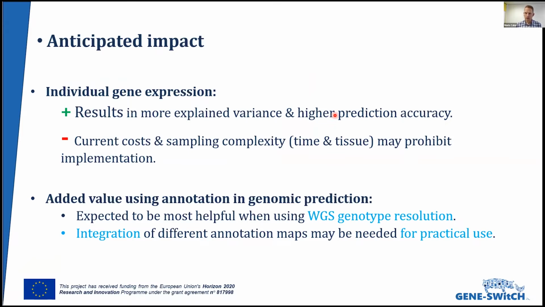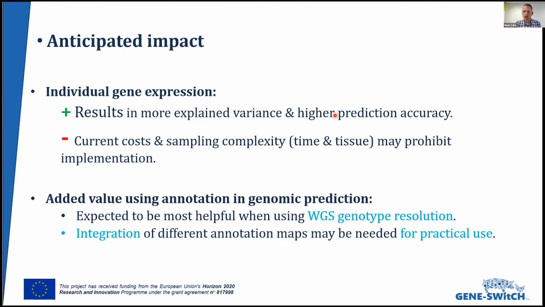On the other hand, we think that current costs, but also the sampling complexity, so when are you going to measure, take the samples and from which tissues to standardize all that, may prohibit implementation at this moment in time, but perhaps somewhere in the near future, costs at least will be quite a bit lower, and then perhaps this could be considered. And finally, the added value of using the annotation in the genomic prediction.